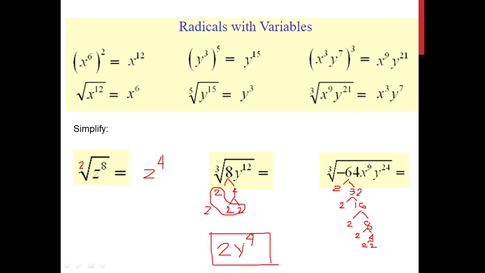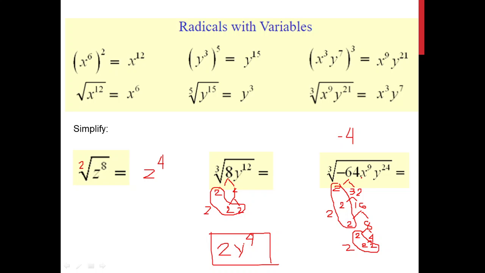So all the numbers left are prime numbers now. Since this is a cube root, we need 3 sets of the same number. So the value of this first set is 2. The value of this second set is also 2. Then multiplying these, 2 times 2 gives you 4. Now, since this is a negative, just copy the negative sign there.